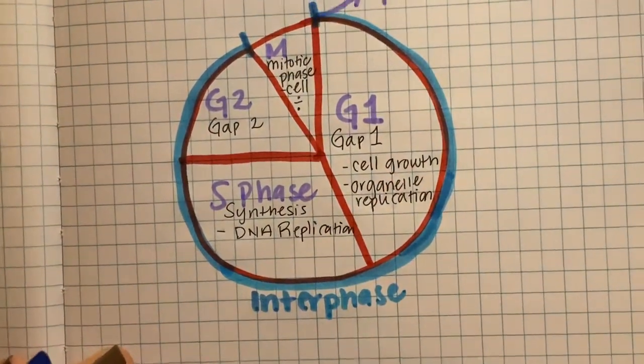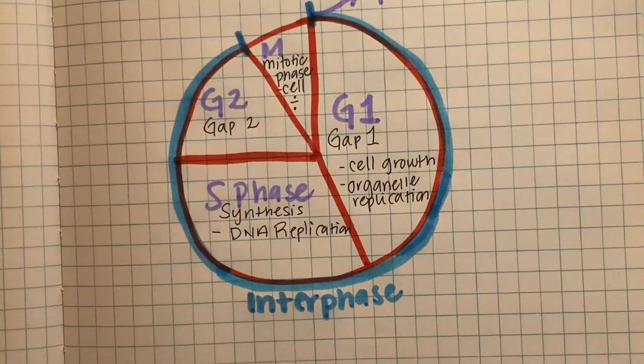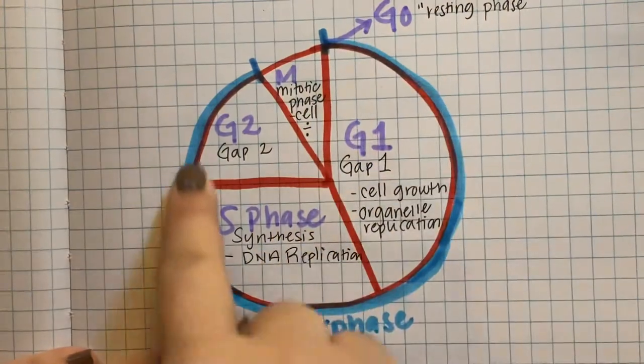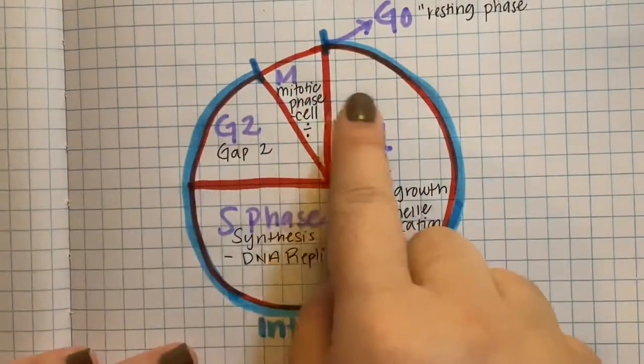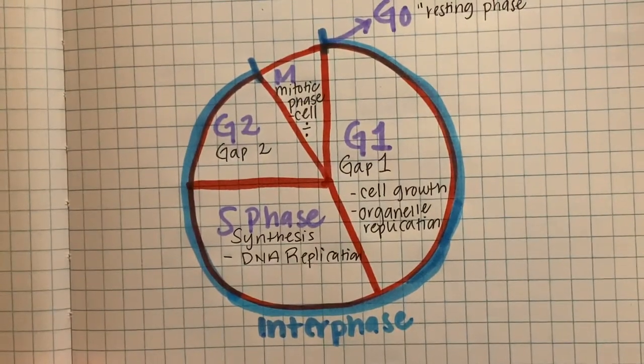The cell's not dividing. It's growing, it's getting larger, but it's not actively dividing. So interphase is where most cells are. Most cells are somewhere in here, and then very quickly they'll divide, and then all their descendants, their daughter cells, kind of go right back into interphase.